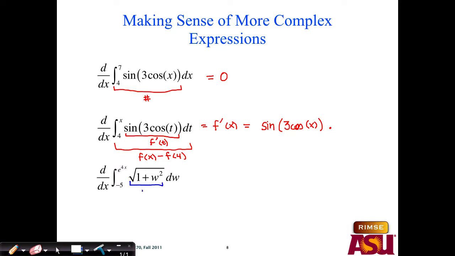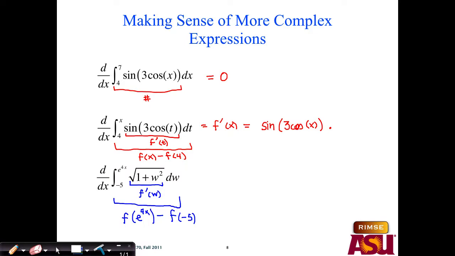So let's call this f prime of, I guess, w. And we're asked to find the accumulation due to rate f prime of w, where we let w vary from -5 to e to the 4x. Okay, well, then that should be measuring this accumulation here, same as before, f of, instead of f prime of, f of e to the 4x minus f of -5. And then we need to take a derivative of that with respect to x.